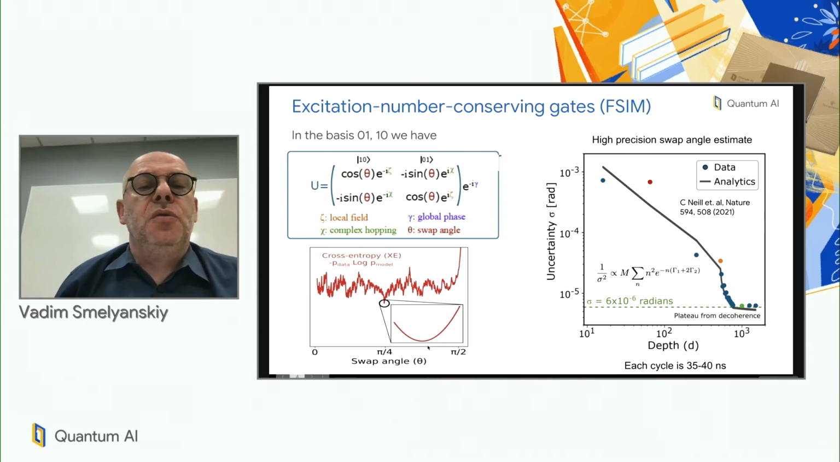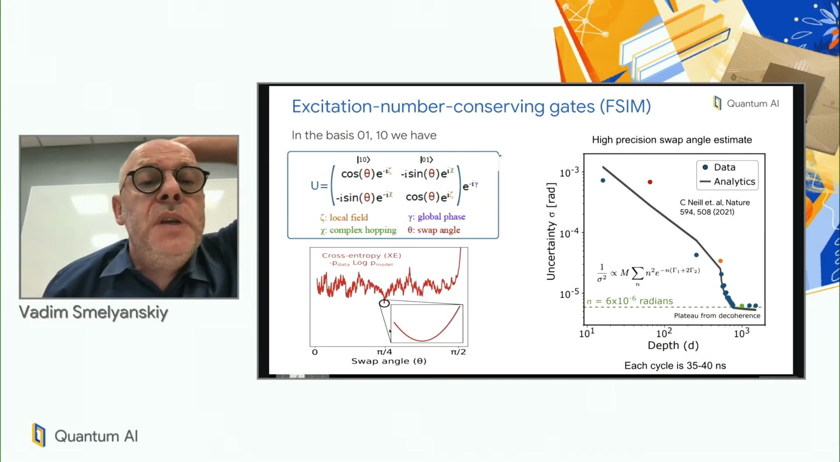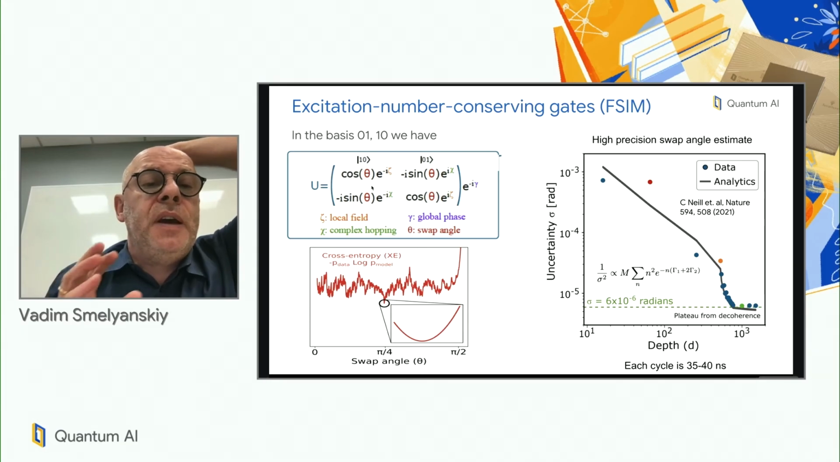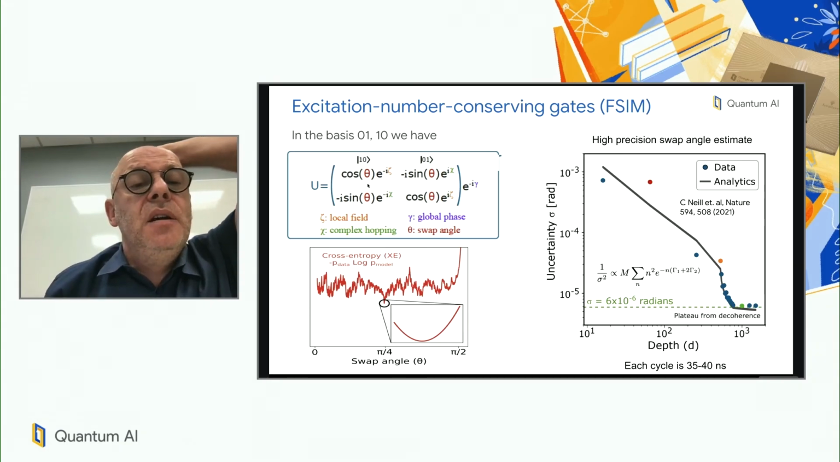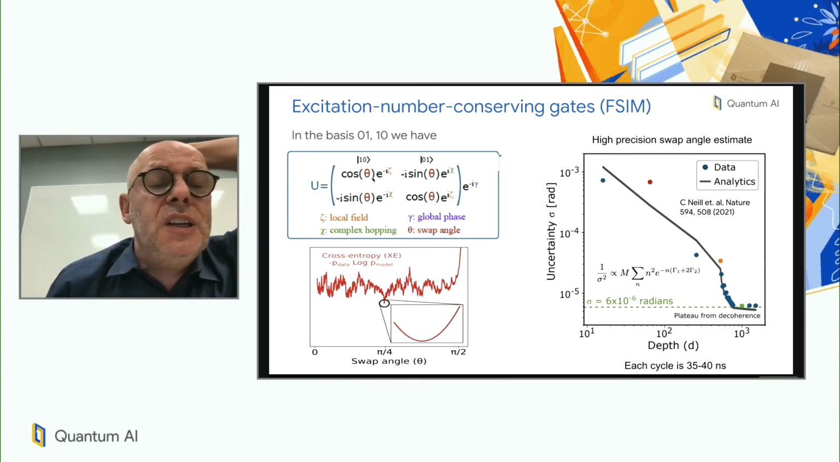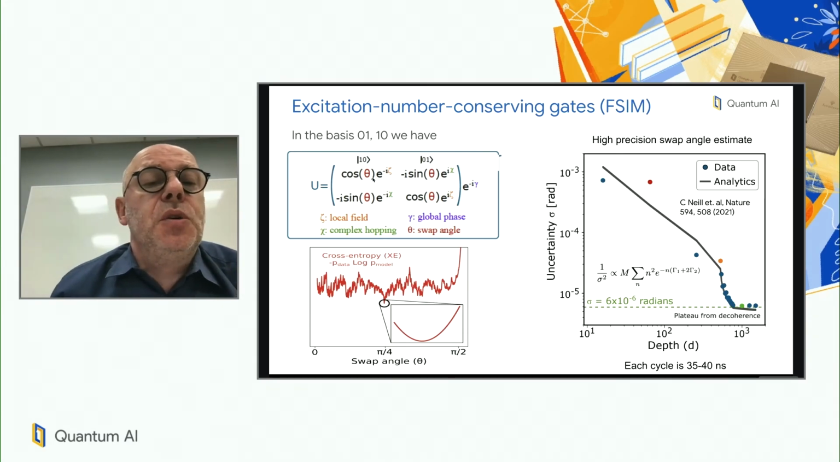So here I want to zoom in on the part of the excitation conserving 2-qubit gate, with the bases 1, 0, and 0, 1. Just to talk a little bit about the parameters: theta is a swap angle. Now, what is zeta?